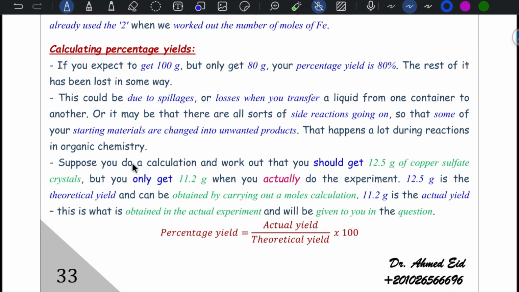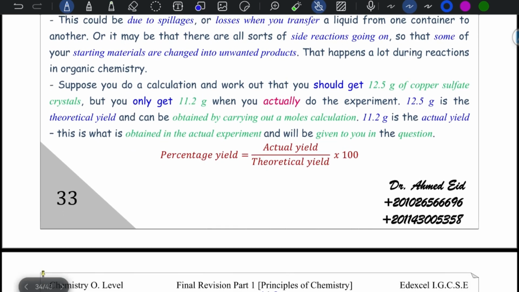Suppose that you do a calculation and work out you should get 12.5 gram of copper sulfate, but you only get 11.2, not 12.5. When you actually do this experiment, 12.5 is considered the theoretical yield, what you expect to get. It can be obtained by carrying out calculations, as we just did. 11.2 is the actual yield, and this will be given to you in the question.